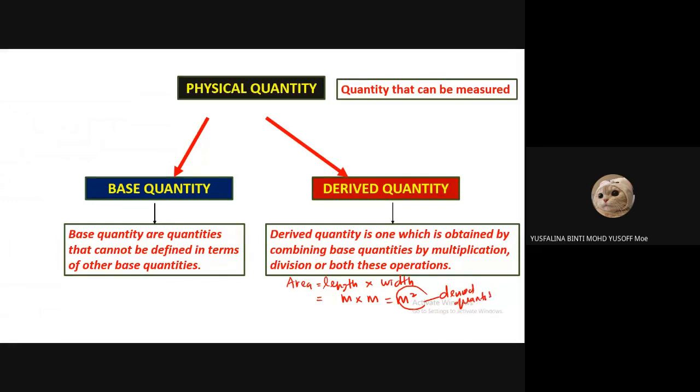You use the base quantity, meter, and meter is a base quantity, right? You use the base quantity, and then you multiply it, and then you get a derived quantity.